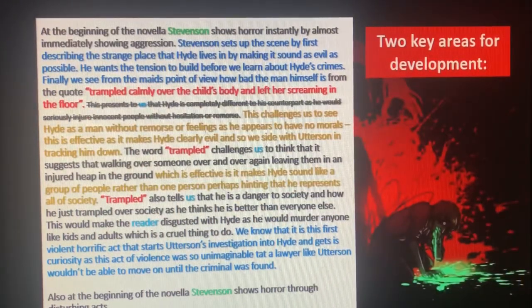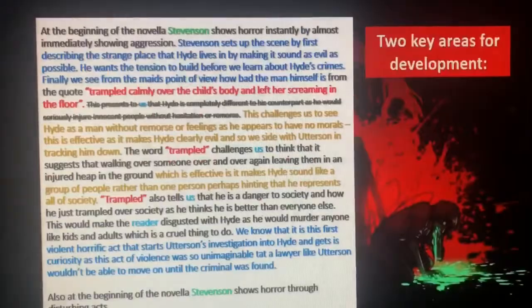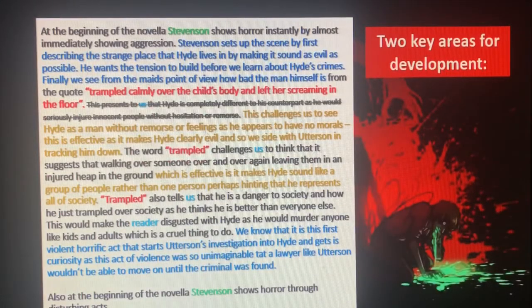If I then add in links to the reader and the message, I can now add something about the bits in orange there. So once more I've added in, this challenges us to see Hyde as a man without remorse or feelings, as he appears to have no morals. This is effective as it makes Hyde clearly evil, so we can side with Utterson in tracking him down. And I've also added an explanation of how the word trampled is effective.